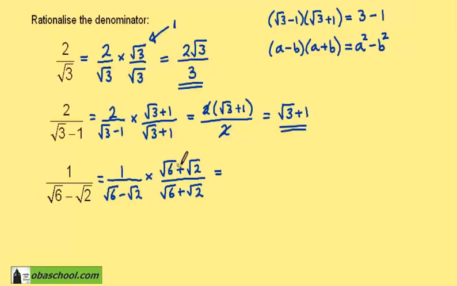The top gives us 1 times root 6 plus root 2, which is root 6 plus root 2. For the bottom, we have root 6 minus root 2 times root 6 plus root 2. Following the pattern, root 6 squared is 6, and root 2 squared is 2. 6 take 2 is 4.